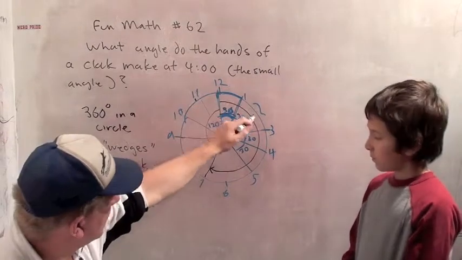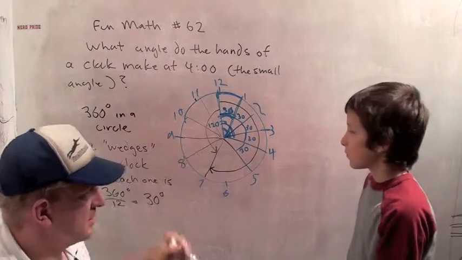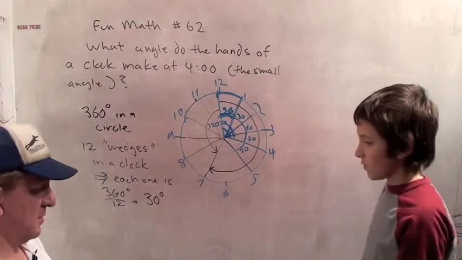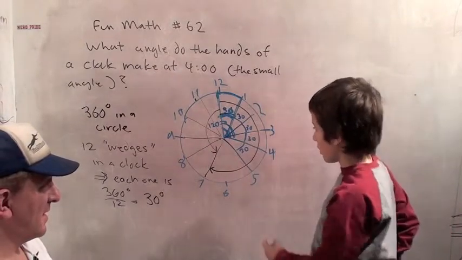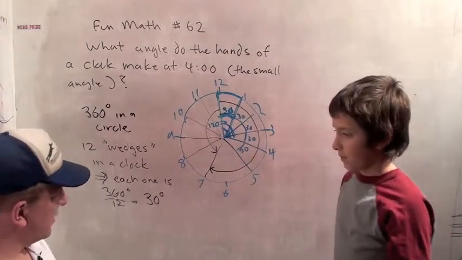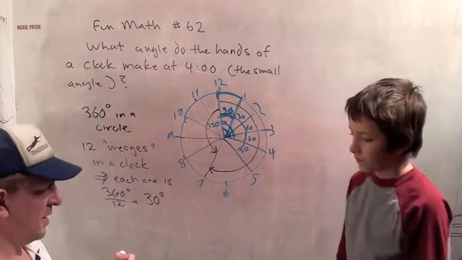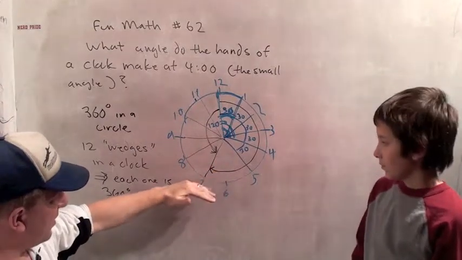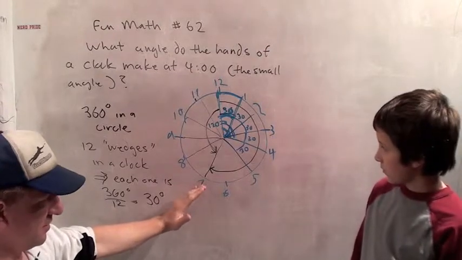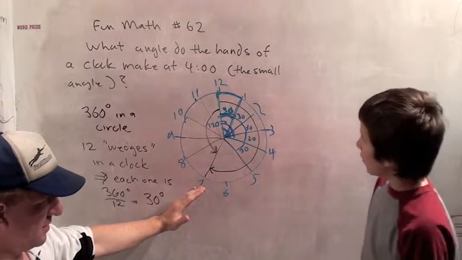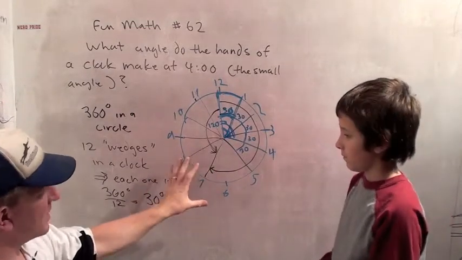Do they mean the big angle, the 210 degree angle, or do they mean the smaller angle, which in our case was 120 degrees? Oh, this angle here, that's 150. Okay. And how can you find out which angle they're asking for? You have to read the problem again, carefully. So that's just reading comprehension, right?